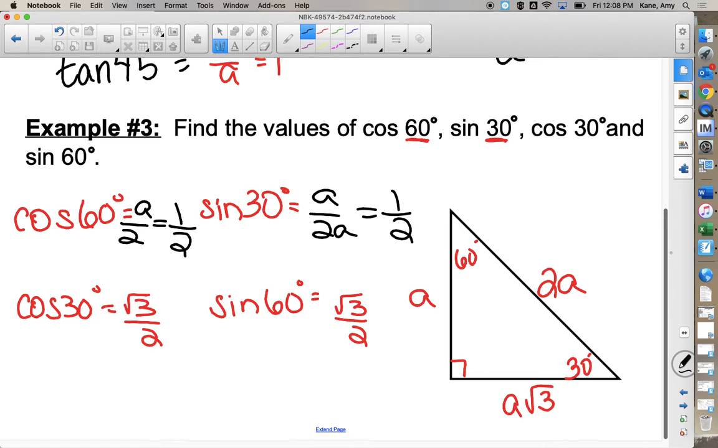And when I have the cosine and the sine of complementary angles, their values are the same. So looking at these two values, both times the angles are complementary for sine and cosine, so their values are the same. Questions?